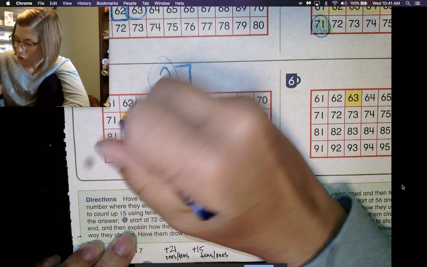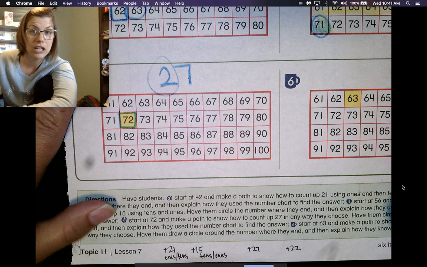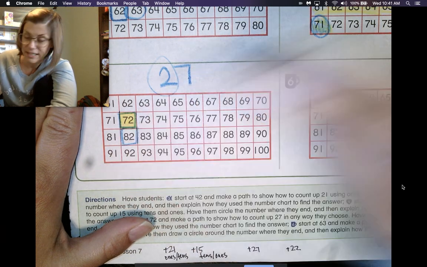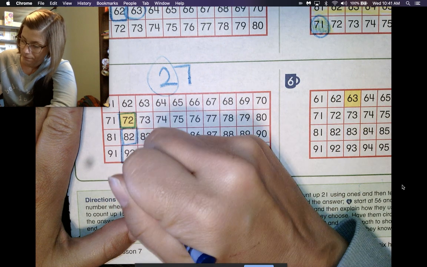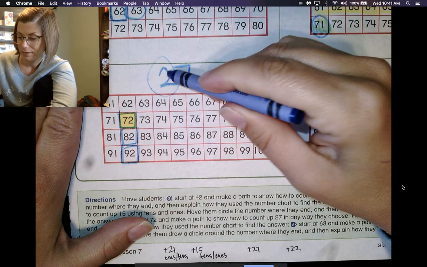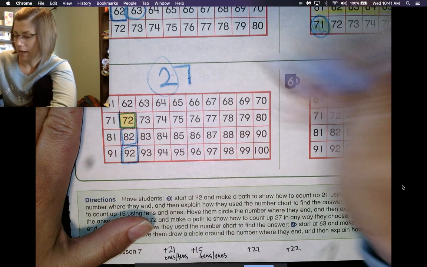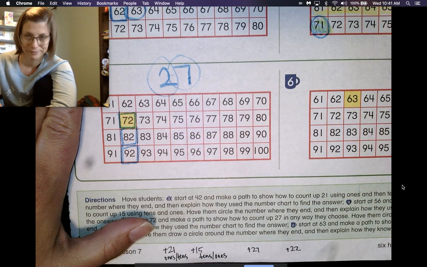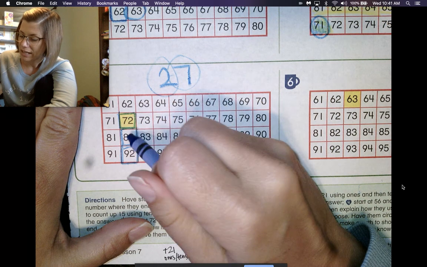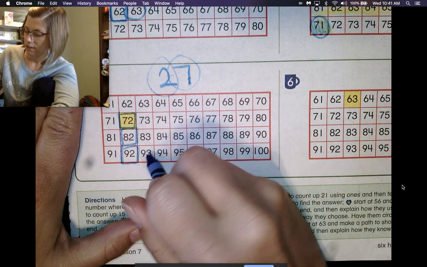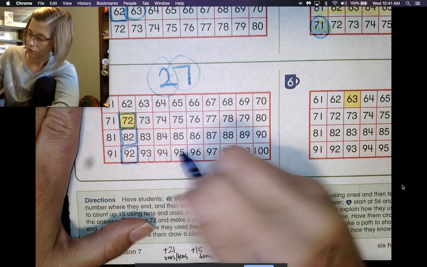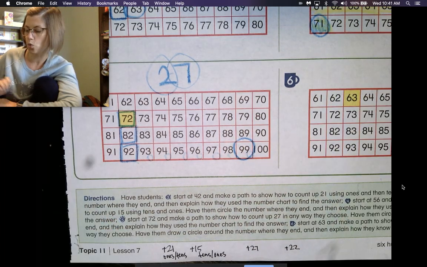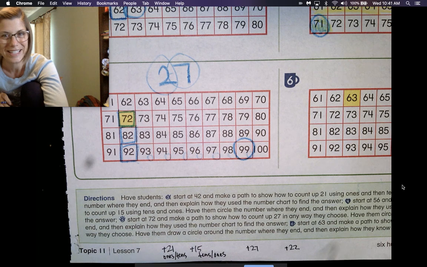2. So I'm going to start here. We need to go down 2 times. That's 10, 20. Now, how many times do I need to walk sideways? 7. Because we've got 10, 20, 21, 22, 23, 24, 25, 26, 27. Whoa! We got all the way to 99.